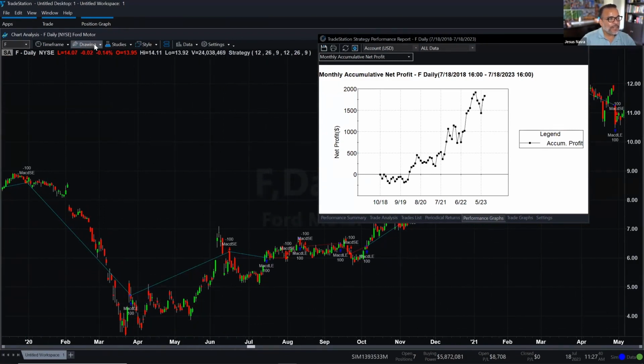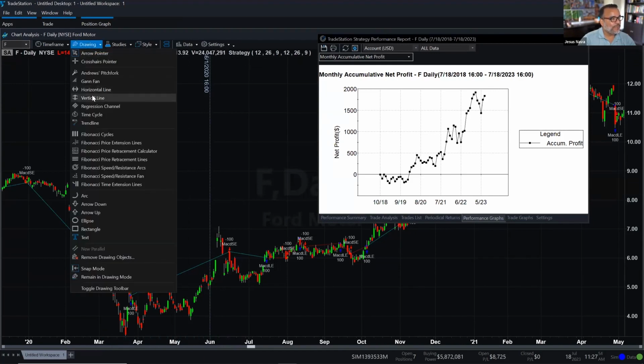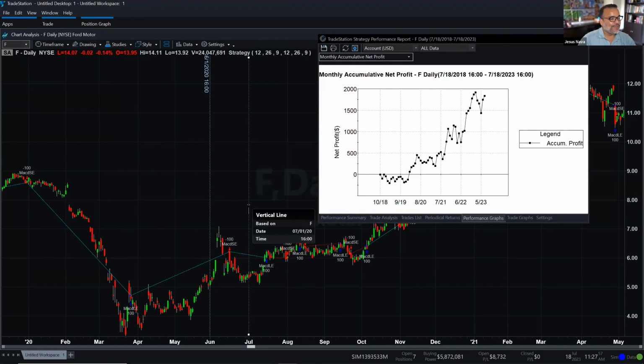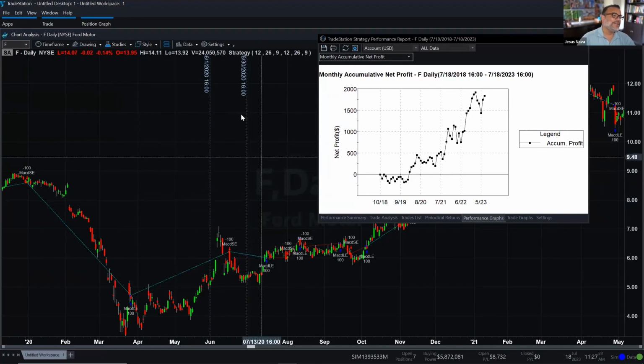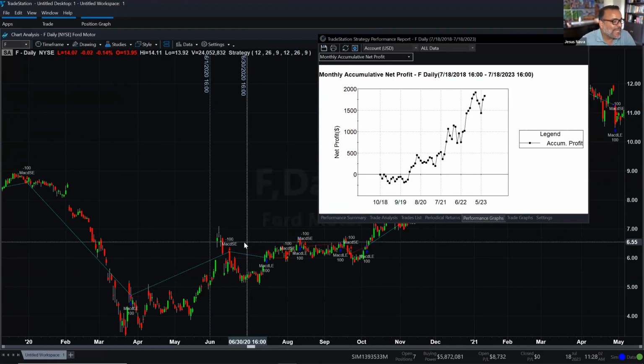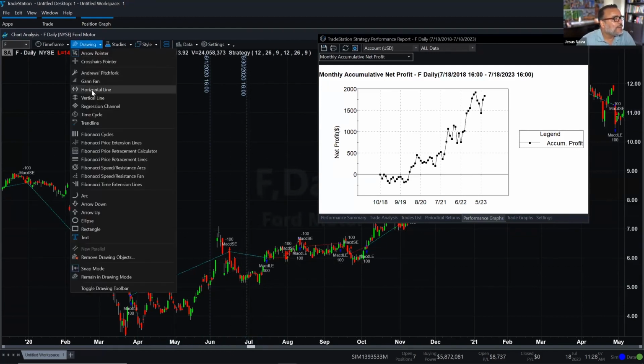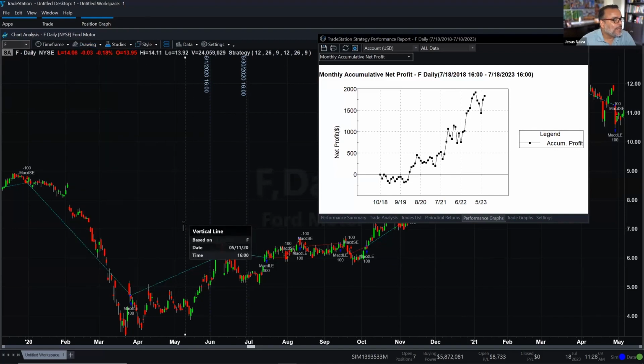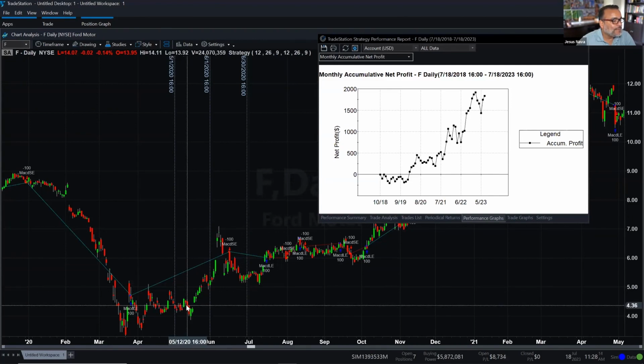So I'm going to draw a vertical line. I'm going to click and drag it to the beginning of June right here. This is June 1st. Okay, that's my first vertical line. I'm going to draw another vertical line at the end of June. There we go. So those two vertical lines are what's happening right here in June. Let me draw another vertical line at the beginning of May. Okay, that's the beginning of May.